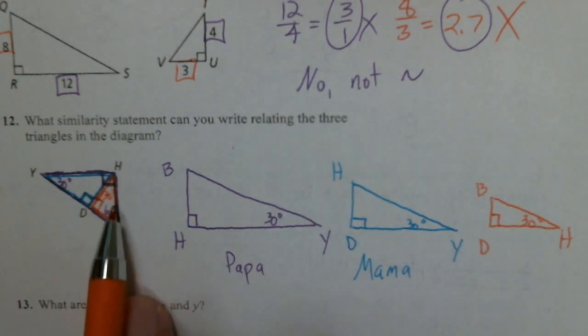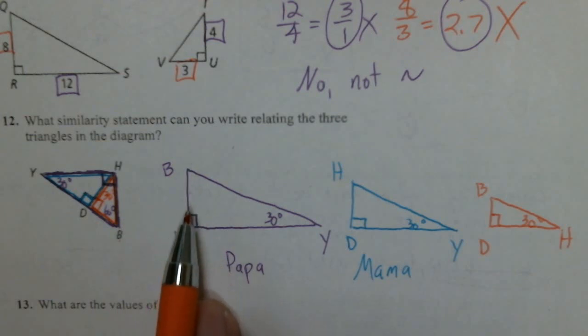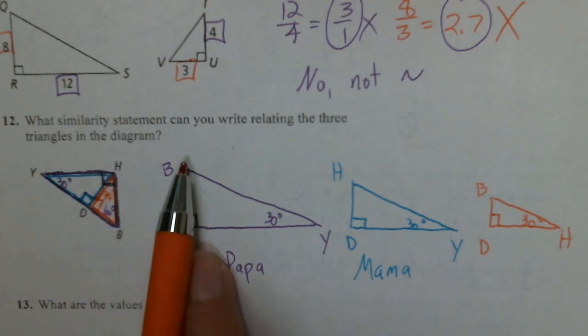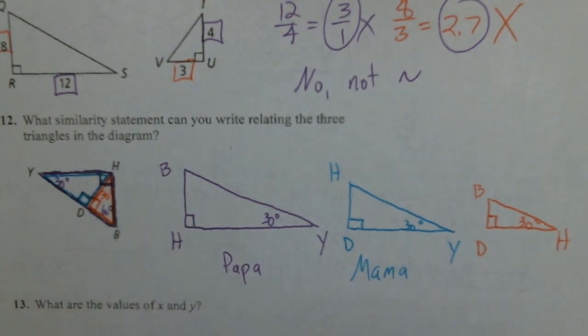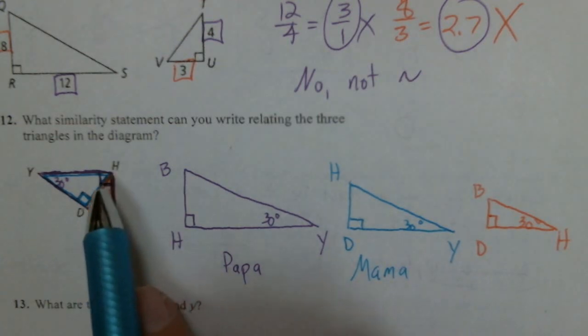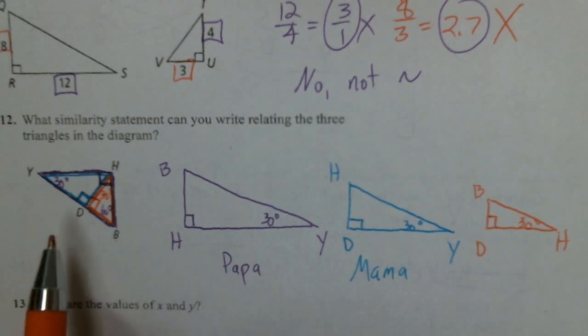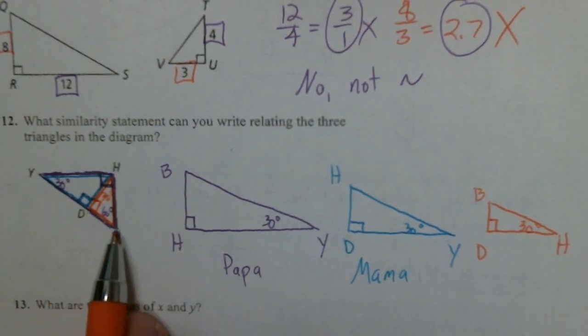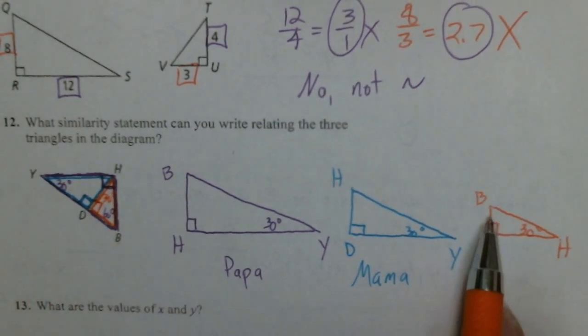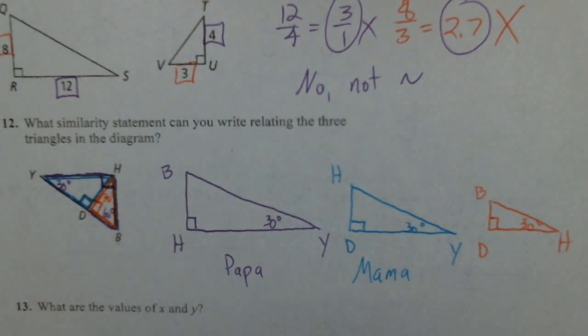You can just visually look and say, okay, this is the short side of the purple triangle. So here is HB. This will be HB. You could say this is the short side of the blue triangle. So that means HD has to be here, the short side. You can just visually look and say, okay, for the orange triangle, DB is the short side, so this will be DB. Okay, that's perfectly fine, however you want to do it.